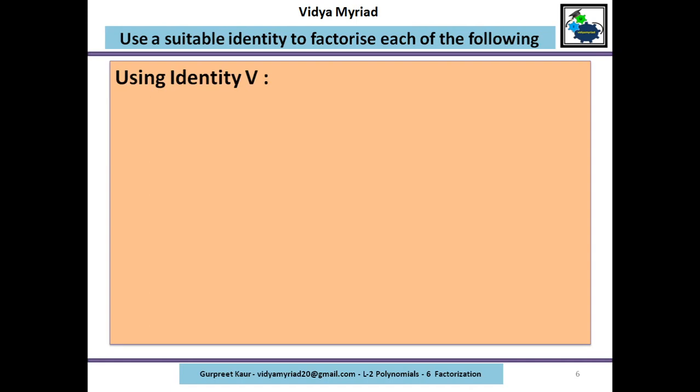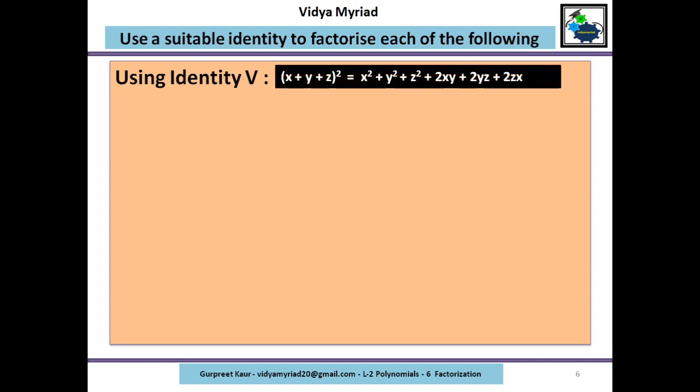Now let's begin with using identity 5. You need to remember that x plus y plus z the whole square is equal to x square plus y square plus z square plus 2xy plus 2yz plus 2zx. Let me do one question for you. Now you have an expression like this, which if you notice is the result of your identity x plus y plus z the whole square, which means your answer should come in this form.